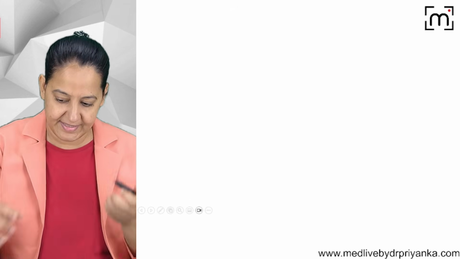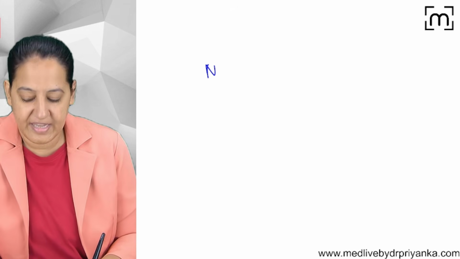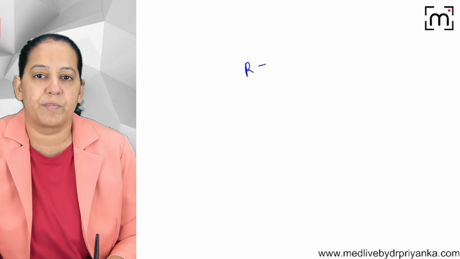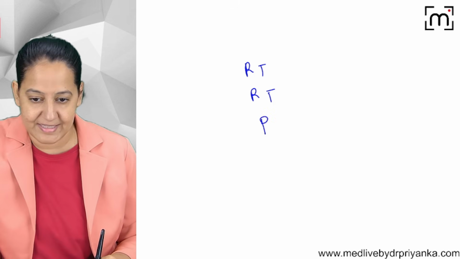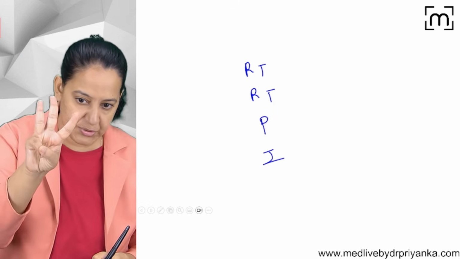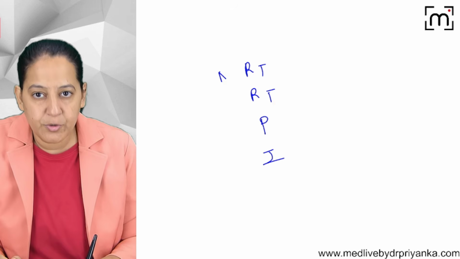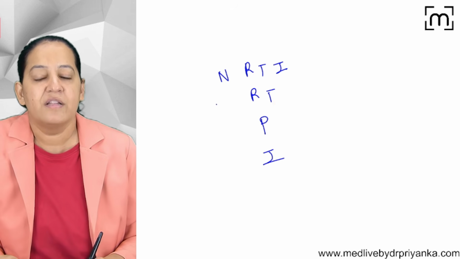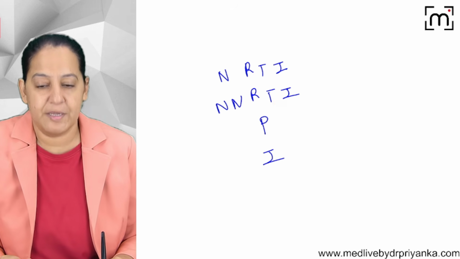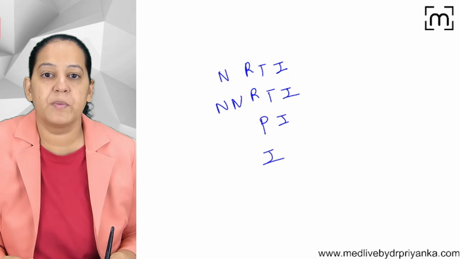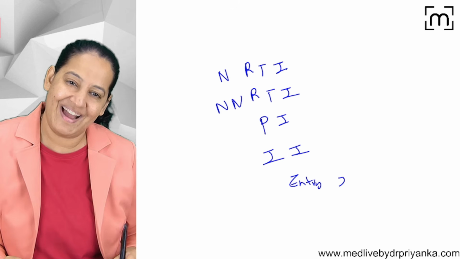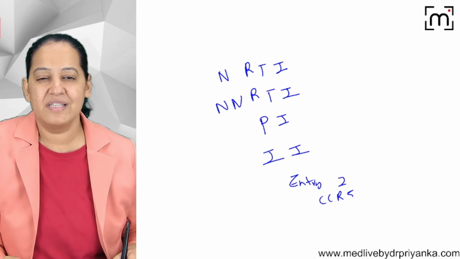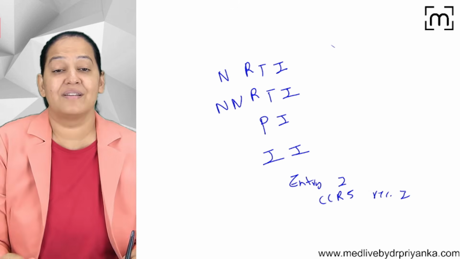So what are the 6 categories? Can we revise them? The first 2 are reverse transcriptase inhibitors, where I will inhibit the reverse transcriptase enzyme. Then I will inhibit the protease enzyme, then the integrase enzyme. There are 3 enzymes I told you. This one is nucleoside reverse transcriptase inhibitor, this one is non-nucleoside reverse transcriptase inhibitor, this one is protease inhibitor, this one is integrase inhibitor. After that, entry inhibitor, and after that, CCR5 receptor inhibitor.